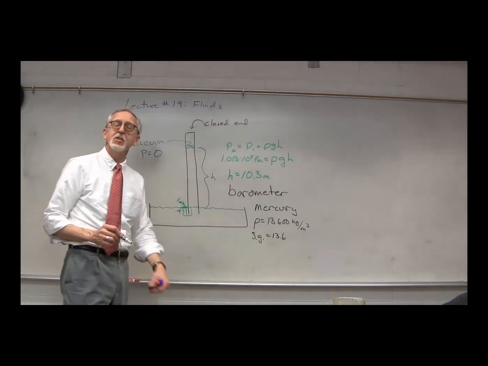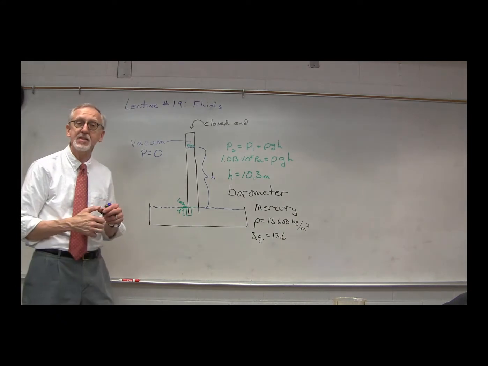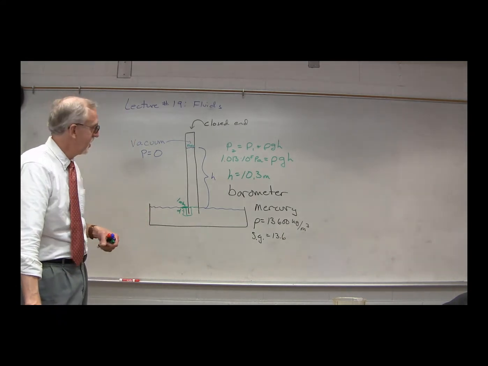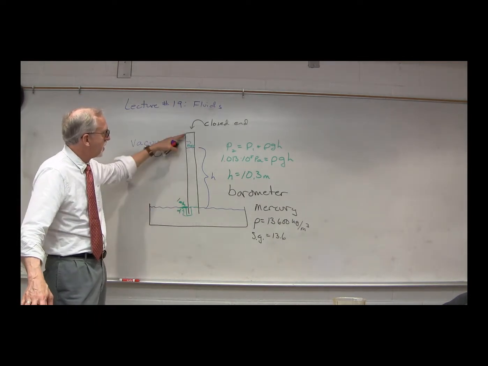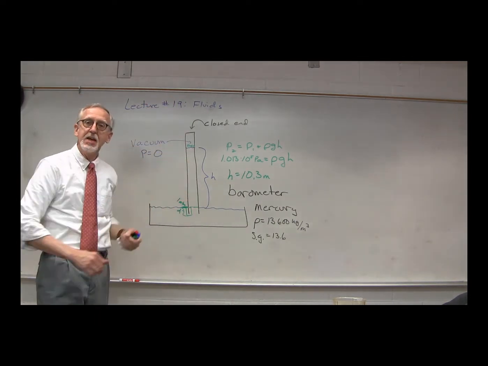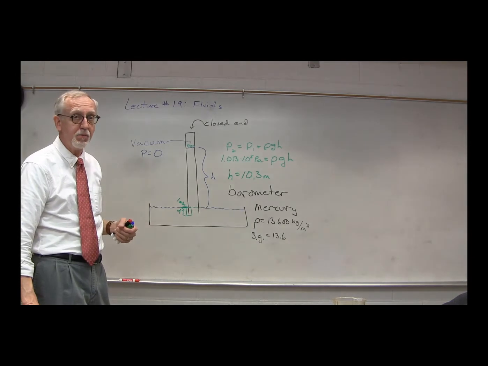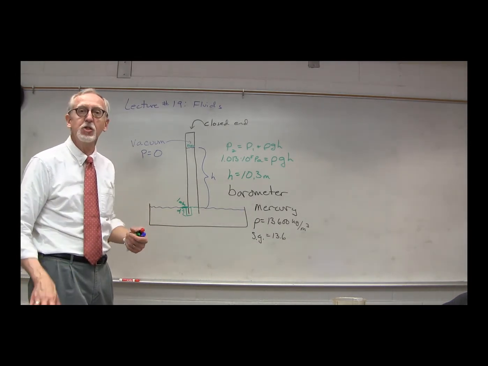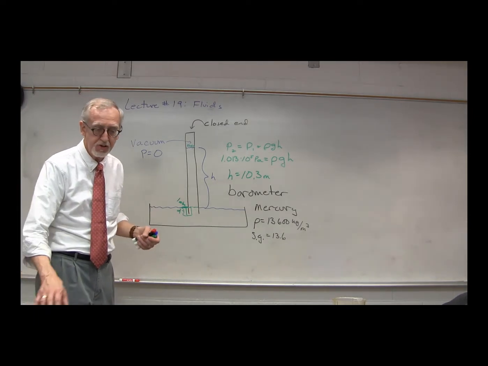In other words, it has a specific gravity of 13.6. It's 13.6 times denser than water is, which means we would be able to make a barometer that was 1/13.6 as tall. Also, mercury doesn't freeze at 32 degrees, it freezes much lower, so we'd be able to use it actually during the winter time.